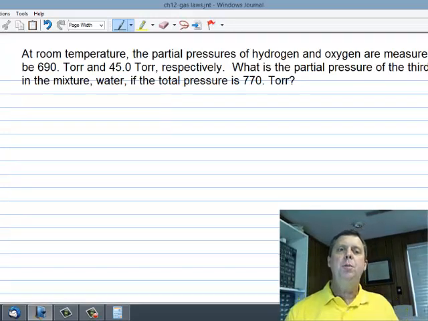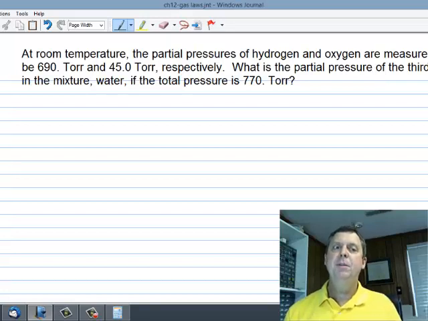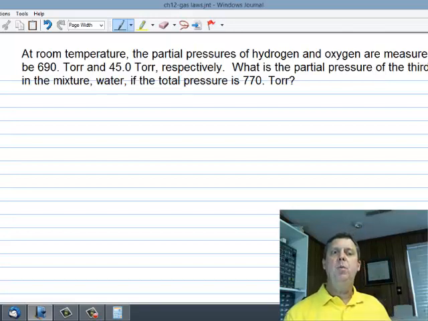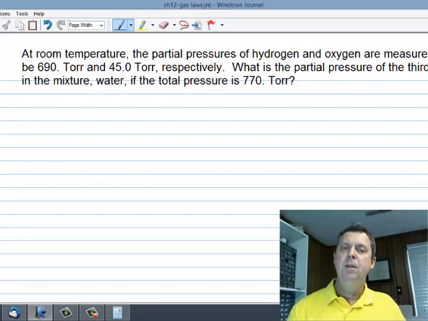At room temperature, the partial pressures of hydrogen and oxygen in a given sample of gas are measured to be 690 torr and 45 torr respectively. What's the partial pressure of the third gas in the mixture, water, if the total pressure is 770 torr?